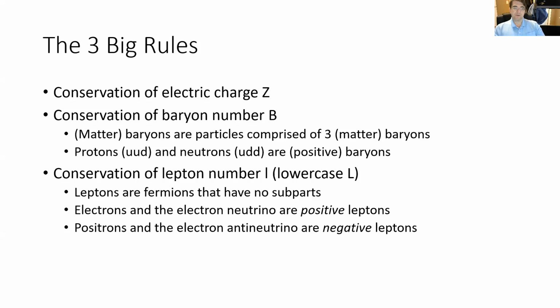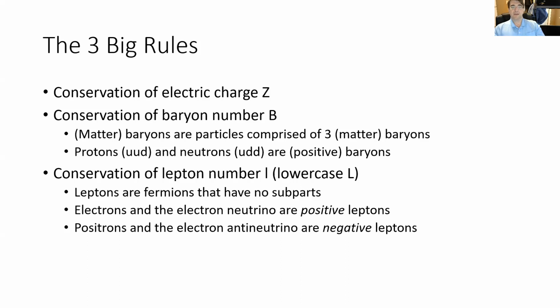The last of the 3 big rules is conservation of lepton number. Leptons are fermions that have no subparts. Electrons and electron neutrinos are examples of positive 1 leptons. Positrons, which are anti-electrons, and the electron antineutrino are negative leptons. There are no exceptions to these.